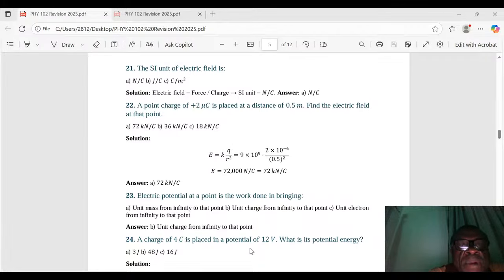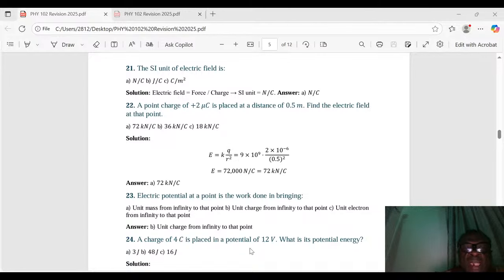22. A point charge of 2 microcoulomb is placed at a distance of 0.5 meters. Find the electric field at that point. The electric field E is equal to K, which is a constant, Q over R squared. So by the time you substitute that, you have 72 as the answer. Don't worry, just listen. I'm going to drop these documents later. So just listen and understand.